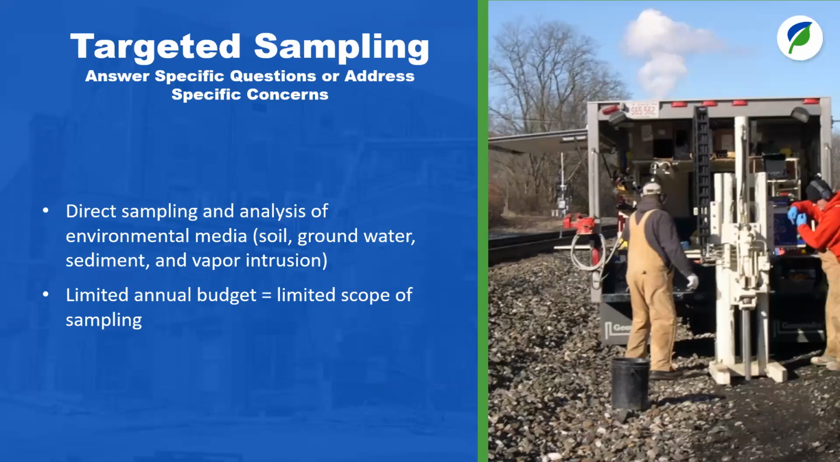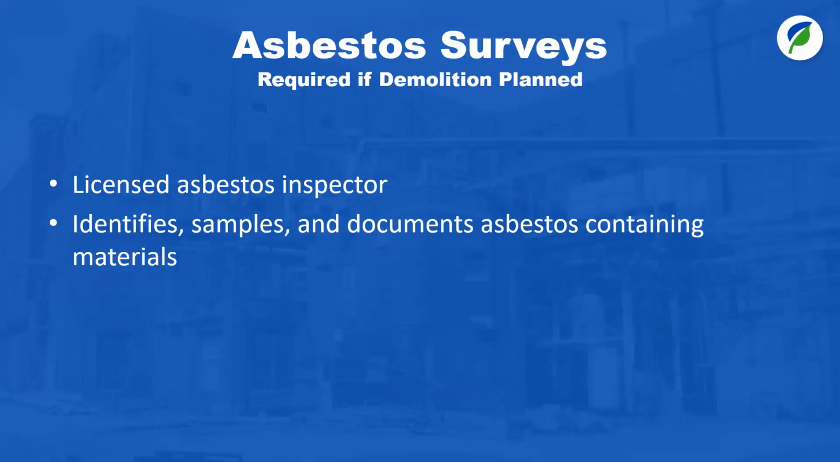Phase 2 is sampling, where you sample soil, groundwater, sediment, or vapor. There's a picture of a geoprobe, the tool that's typically used to collect these samples. Historically, we limited our scopes, but we've been doing a few more VAP quality phase 2s at some projects to help them leverage cleanup dollars. Next slide.